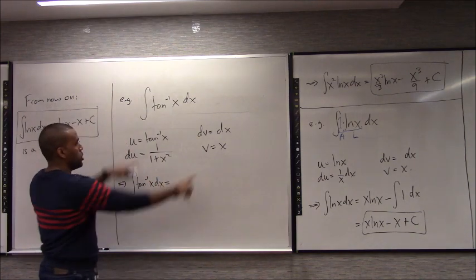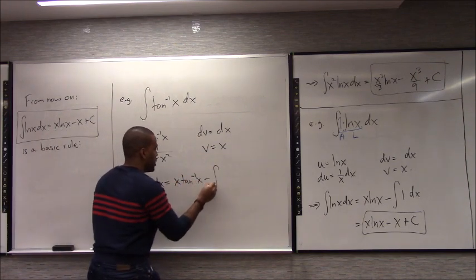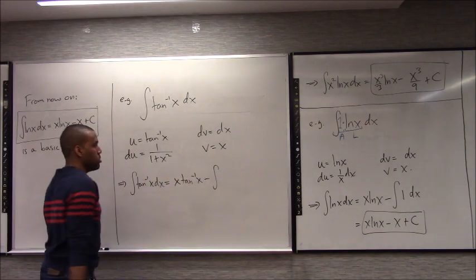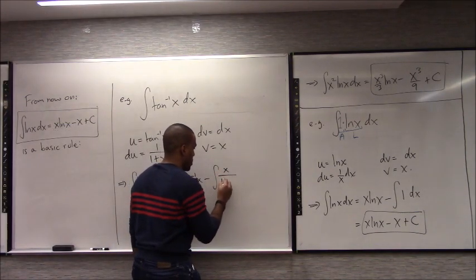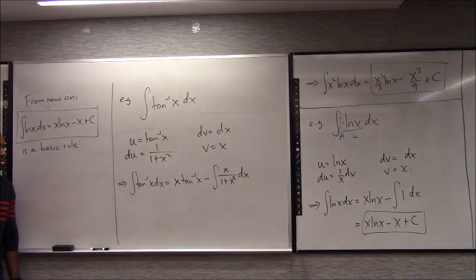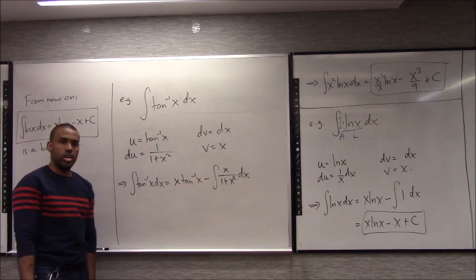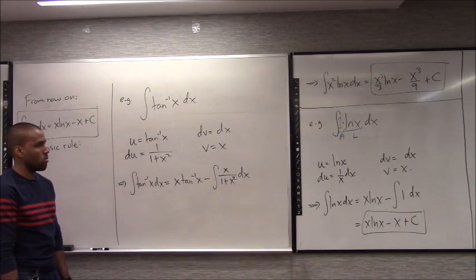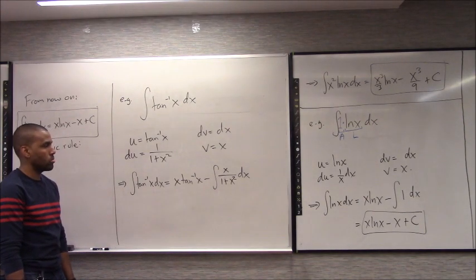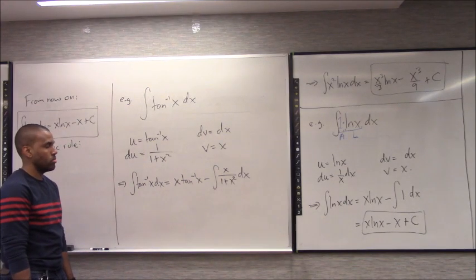So, u times v minus the integral of v du, and we end up with that integral. Is that easier? How would you integrate that? Do by parts again. What would the parts be? x and 1 over 1 plus x squared.